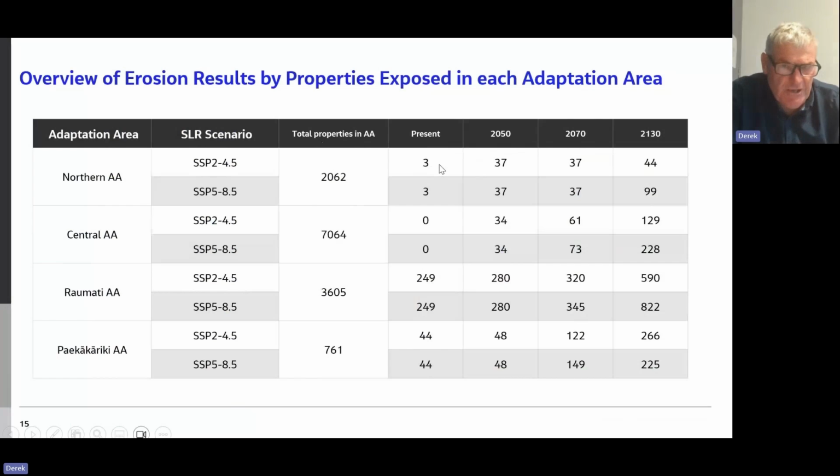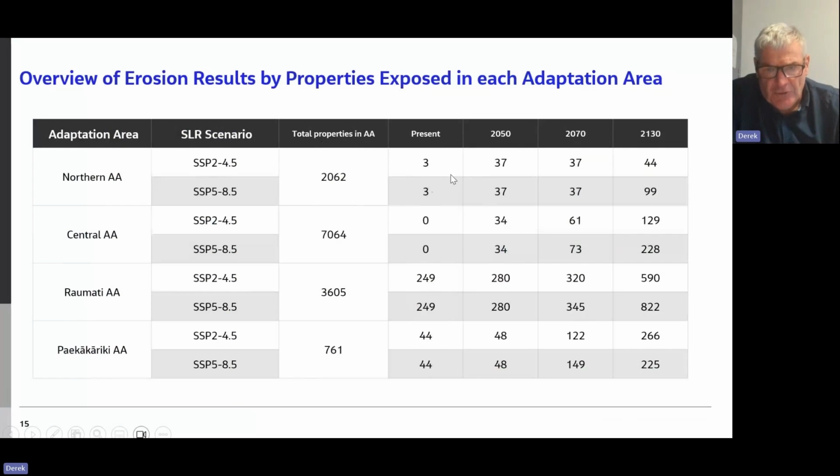So in the present day, if we looked at that northern area, when we had those very large storms, we could have 3 properties affected, right? When we come down to Ramati, we could have 249 properties. And these are properties, not dwellings. So they are just where there is a private land parcel. It doesn't automatically say that the dwelling on that property will also be affected.